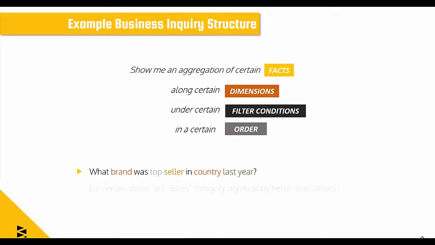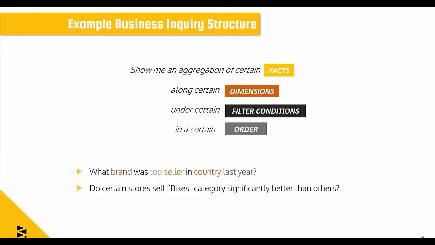Now let's move to the next business question. Do certain stores sell bike categories significantly better than others? What is my fact here? Bike sales, correct. What is my dimension? Right. Do we have another dimension besides stores? Yeah, good to go, Raj.